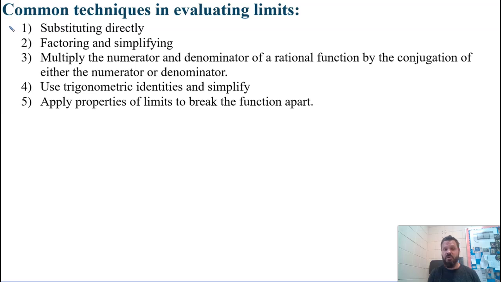Now, if direct substitution doesn't work, we can look at factoring and simplifying. We can look at multiplying by conjugates. We can look at using trigonometric identities if there's any trig involved. Or we can try to break things apart using properties of limits and then come back to the top and try direct substitution again. All right, the examples we go through in this lesson are going to cover using all these techniques.